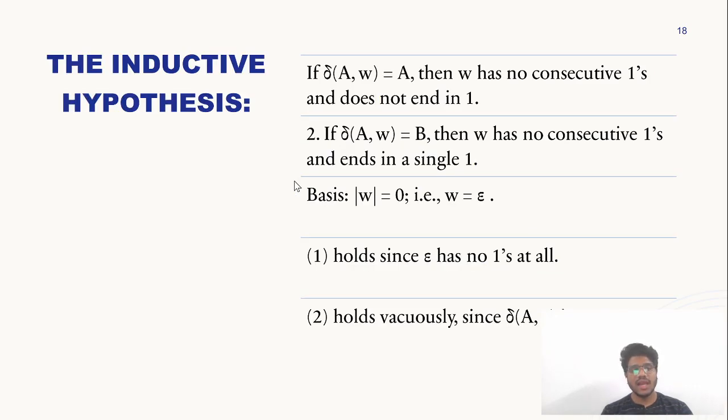So we have the inductive hypothesis. If delta hat(A, W) is equal to A, then W has no consecutive ones and does not end in 1. If delta hat(A, W) is equal to B, then W has no consecutive ones and ends in a single 1. Basis: W is equal to epsilon. W has no ones at all, so this holds vacuously, since delta hat(A, epsilon) is not B.